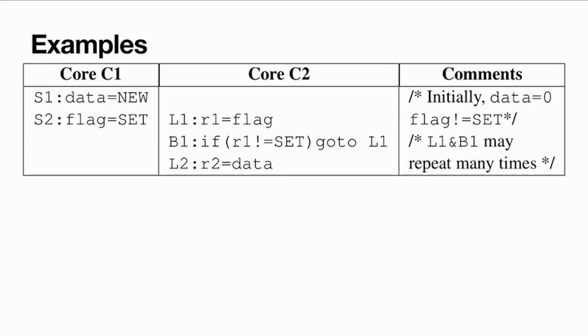Core 1 is executing two store operations: storing new into data, and then flag is set. Core 2 reads the flag into R1, and if R1 is not equal to set, go to L1. That means it's an infinite loop. Only when the condition is false, that means R1 is equal to set, do we load data into R2. So as a programmer, if you write this, what is your expectation for the values of R1 and R2?